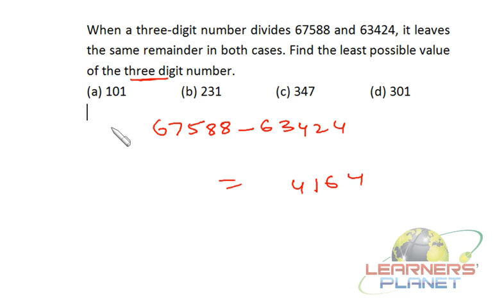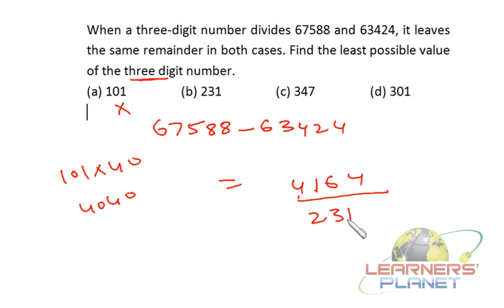So out of the options, we just have to select the correct number which is a factor of 4164. Let's see whether 101 is a factor of 4164 or not. Suppose 101 is multiplied by 40, it will give 4040, and between 4040 and 4164, 101 cannot be a factor. Similarly for 231, if we divide 4164 by 231, we won't be getting an integral value.